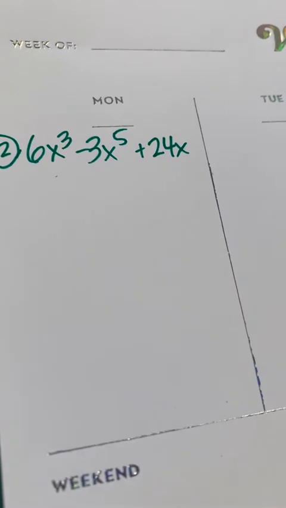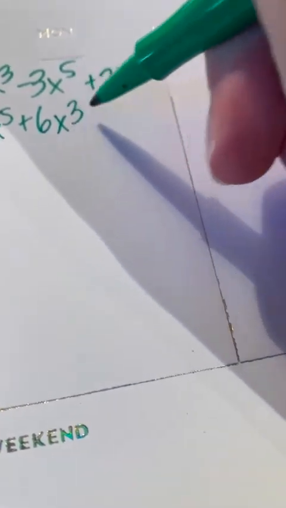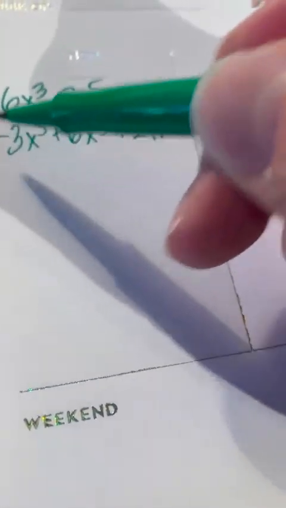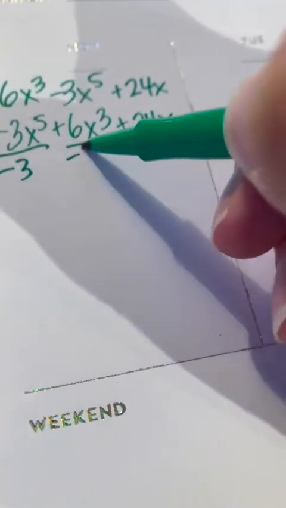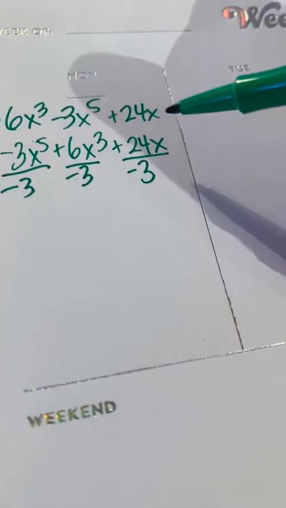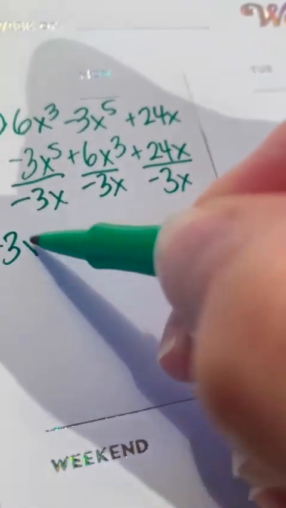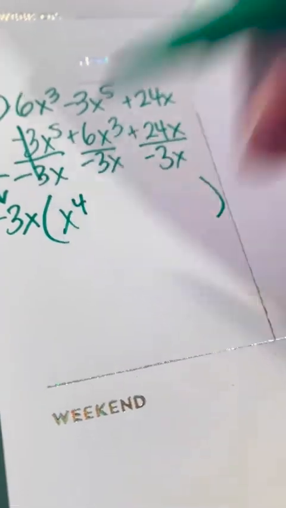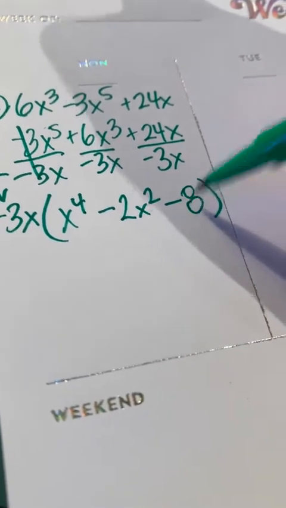Hey, so this is number 2 from yesterday's homework. First I'm going to rearrange it so that it's in the right order. Then I'm going to take out anything that's in common, including the negative that's in front, because I don't want that. They're all divisible by 3, so I'm going to take out negative 3 from each of them. They all have x's, so take out 3x. So negative 3x is coming to the outside, GCF. That's going to leave me with x to the 4th here, negative 2x squared here, and negative 8 here.